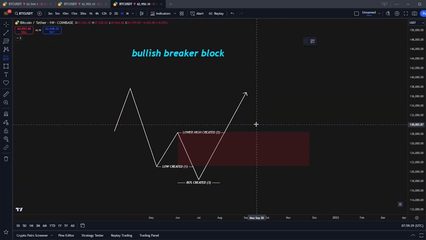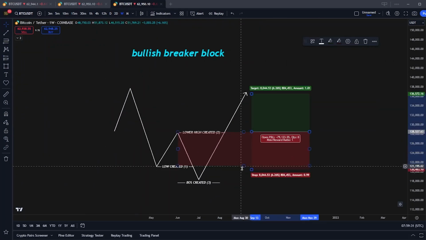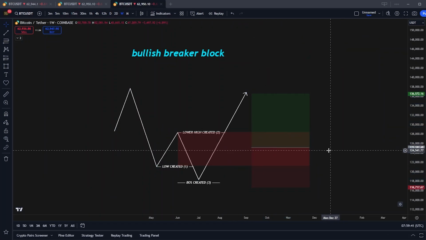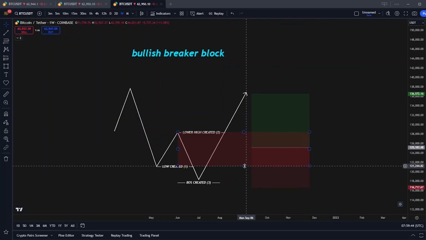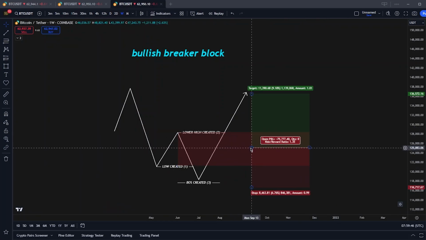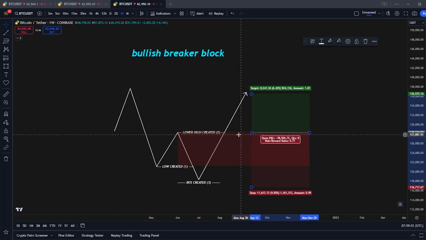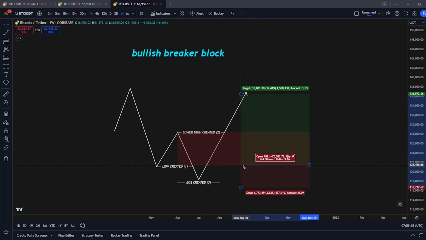Then we will usually place our entry either at the top, bottom, or the middle of the breaker block. Again, I usually like to use my entry at the middle of the breaker block, just as the perfect balance of the 100% fill or just the tap. If you want to get the most trades, then you will want to place your entry at the top of the breaker block. And if you want to get the best risk to reward ratio, then you want to place your entry at the bottom of the breaker block.